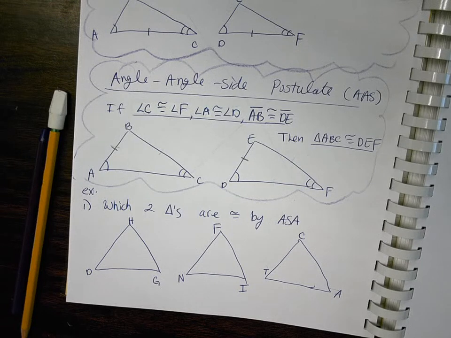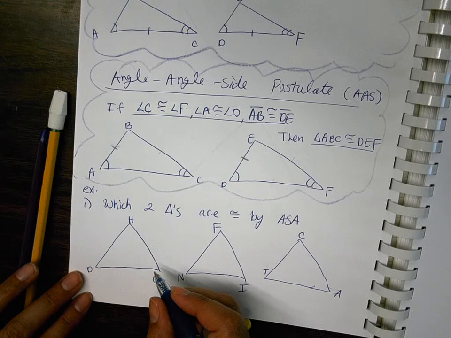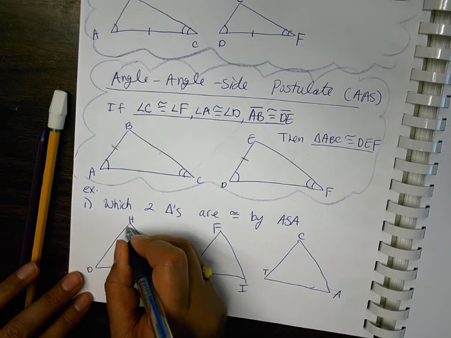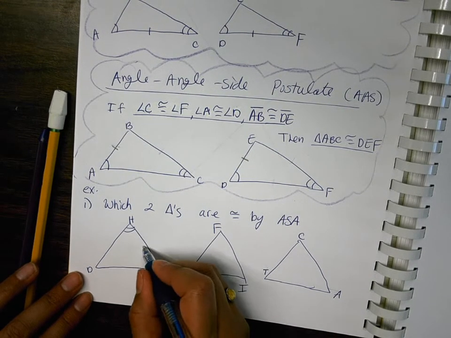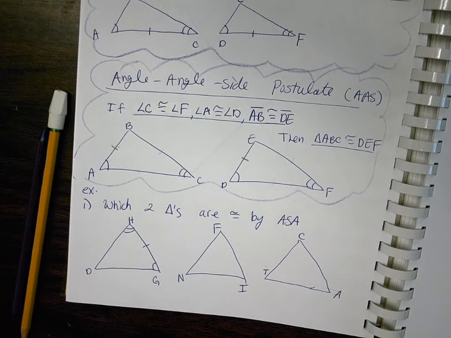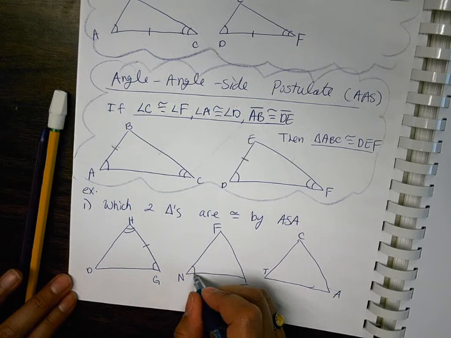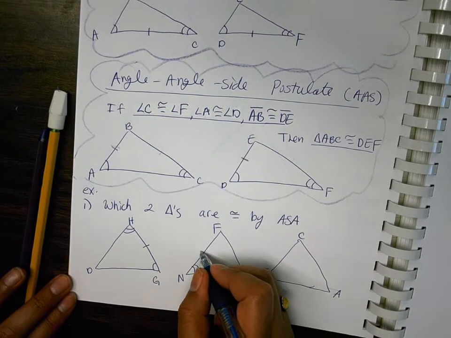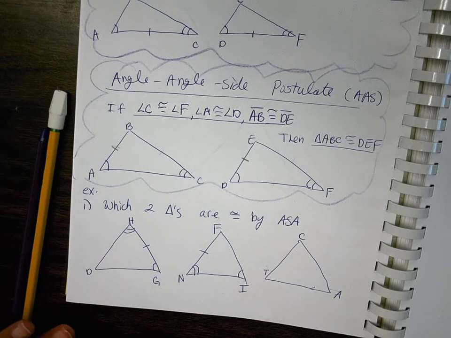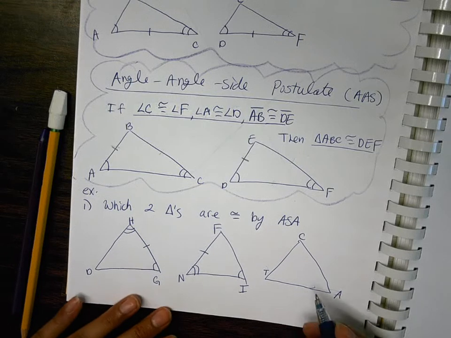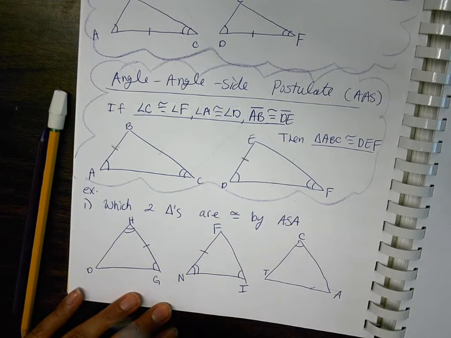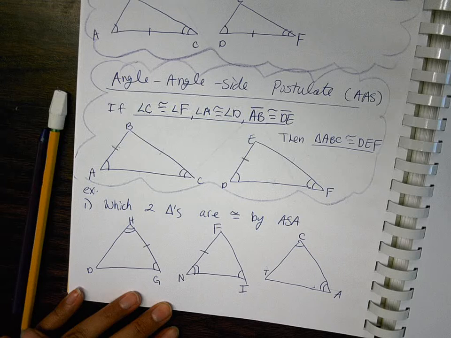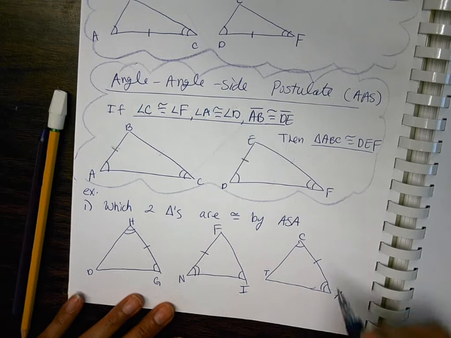Now I'm going to have you put these markings on the first triangle. Single angle marking on G, double marking on H, and a segment marking on HG. Should look just like that. On the next one, double marking on N, single marking on I, and a tick mark on segment FN. All right, next one, single angle marking on C, double angle marking on A, and a tick mark on segment CA.